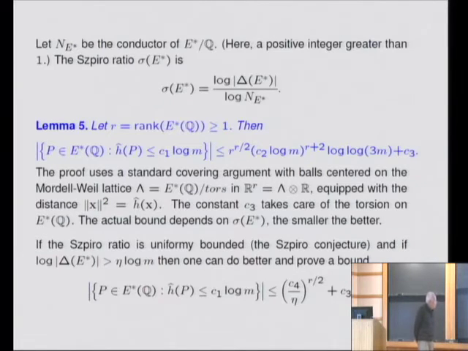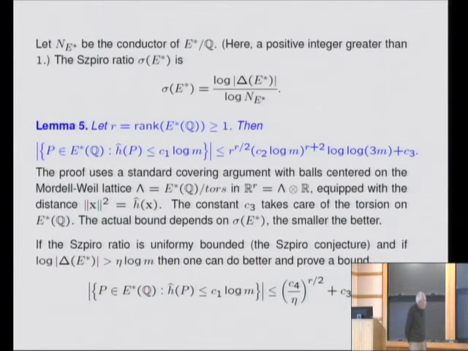The idea is that the rational points are dealt with by a lattice. You have a distance determined by the square distance, which is the Néron height, and the constant C3 takes care of torsion points, which are a bounded number by Mazur's theorem. And the actual bound depends on the spiral ratio.